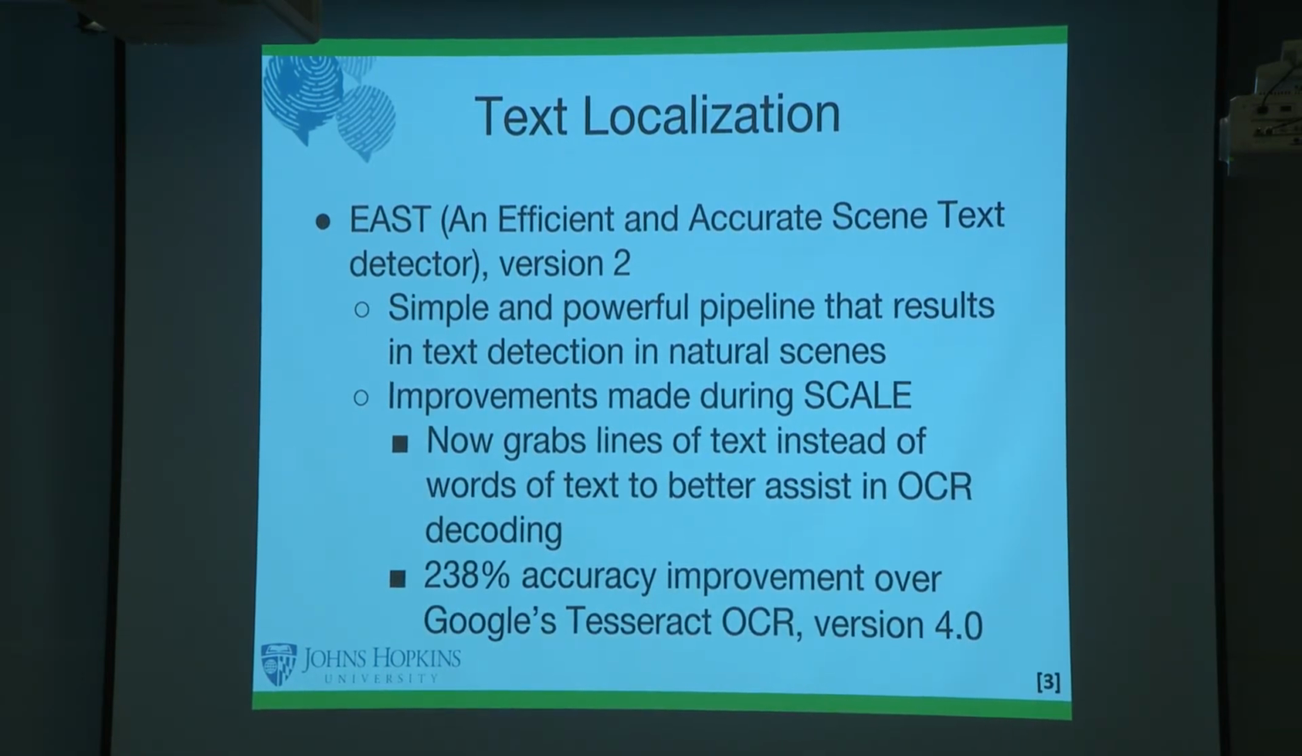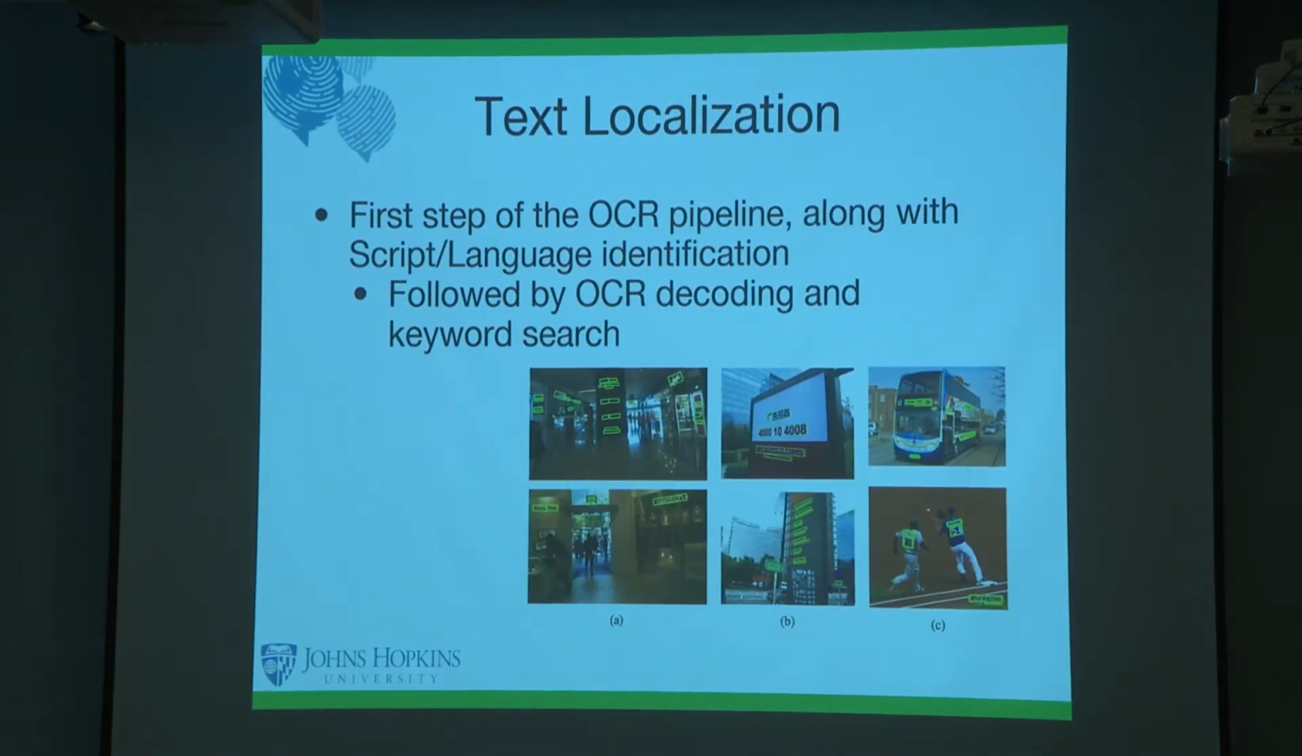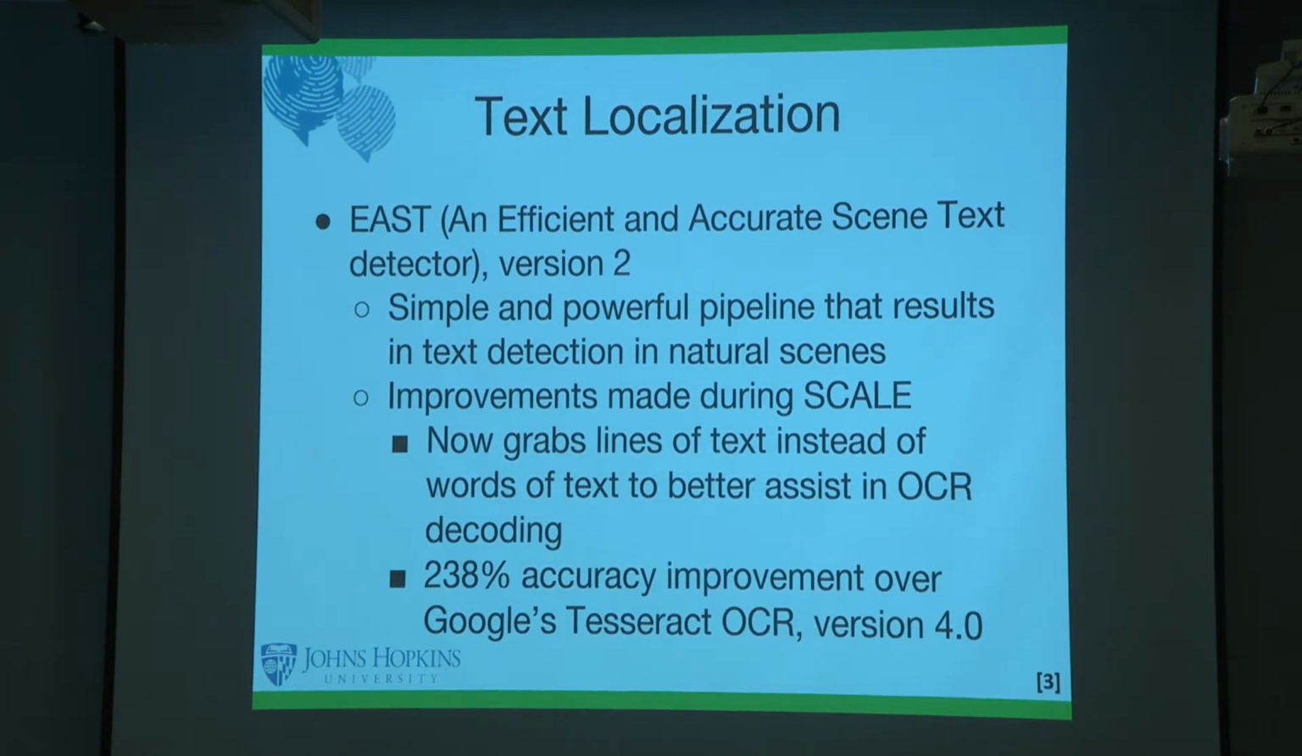So to do this, we built upon EAST, which stands for an Efficient and Accurate Scene Text detector, rather than, for example, Google's Tesseract OCR, which is made more to detect text in clean images. So like black and white, for example, you have your simple white page with black text. EAST was built specifically to find text in these scene images, as you can see in this image here. So like specifically where you wouldn't really be looking for text. And so we built upon EAST, this simple and powerful pipeline that results in text detection in natural scenes.